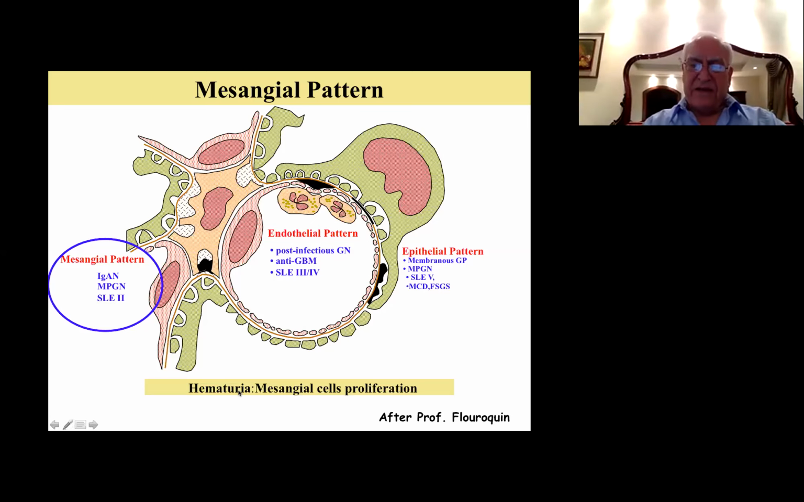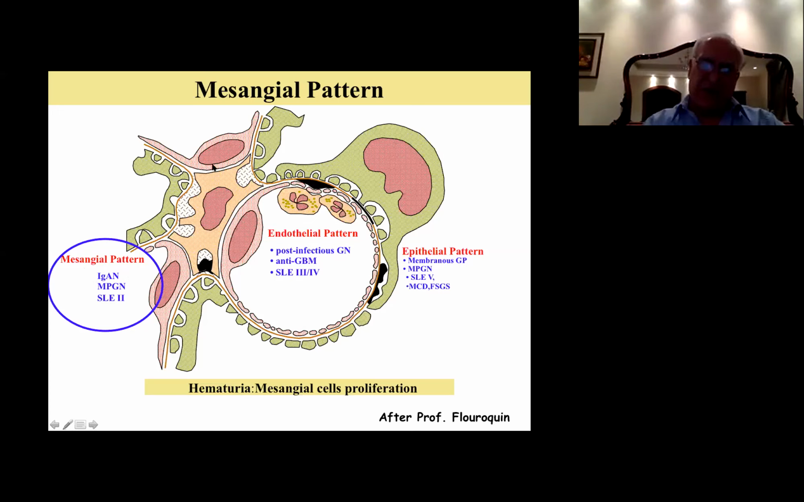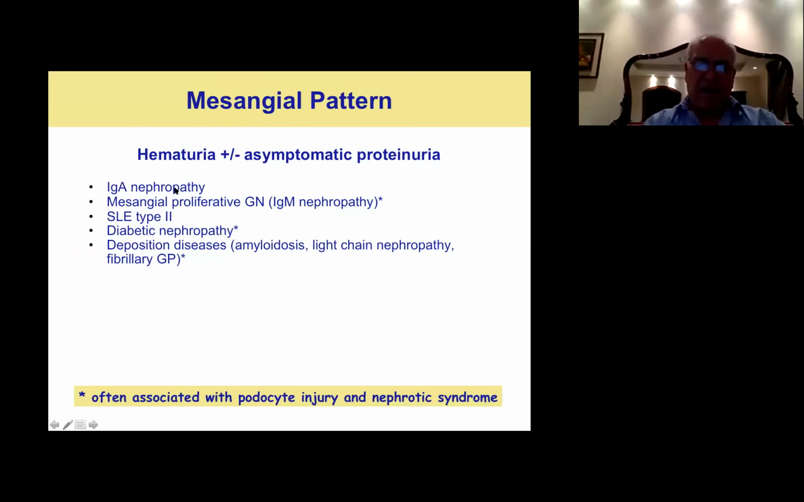How do they present? Hematuria. If we're talking about this now, forget about this. We're talking about this. If we go to this pattern, which is the mesangial pattern of injury, they present with hematuria: IgA, membranoproliferative, and lupus. Lupus will be there, IgA, IgM, diabetic sometimes, and deposit disease, it may present with this.